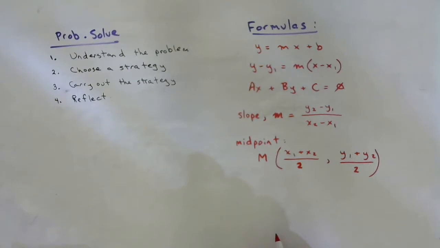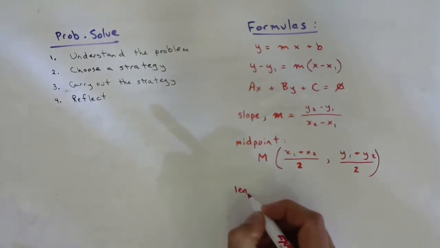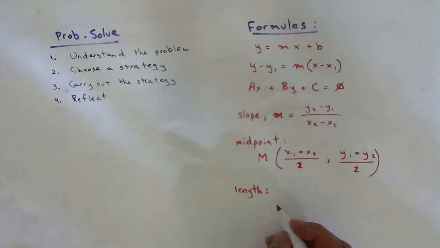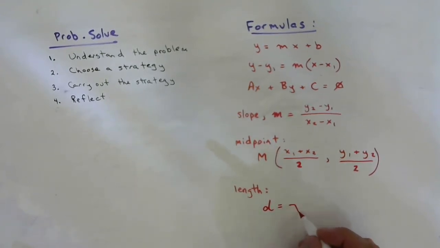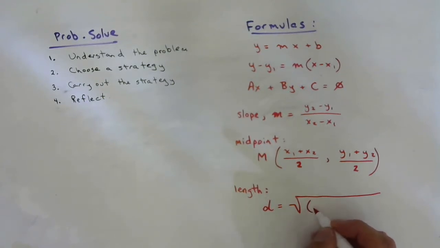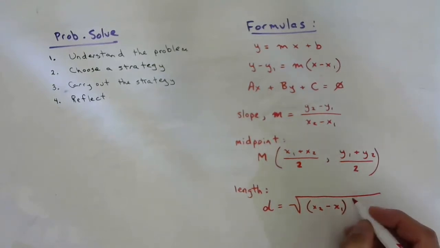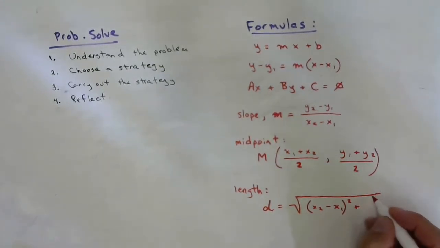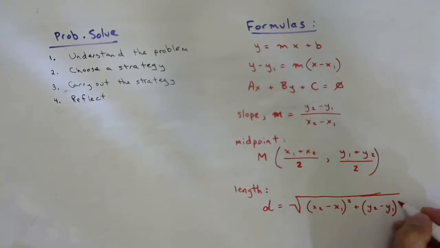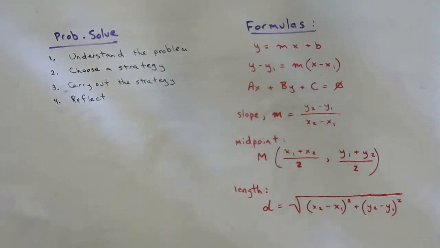Then you have a length formula, or distance. Either way, what I'm going to write, I'll call it distance. D equals, it's under this big radical square root symbol, the difference in your x coordinates of the 2 points that you know squared, plus the distance in your two y coordinates of the 2 points that you know, squared, and then take the square root of the whole thing.